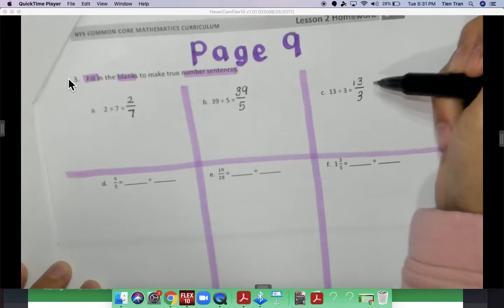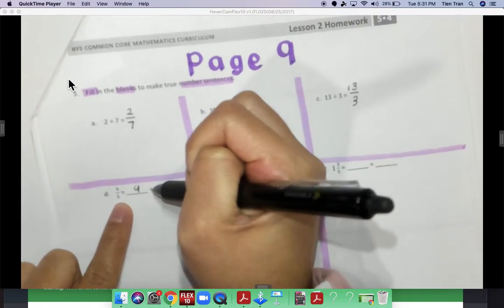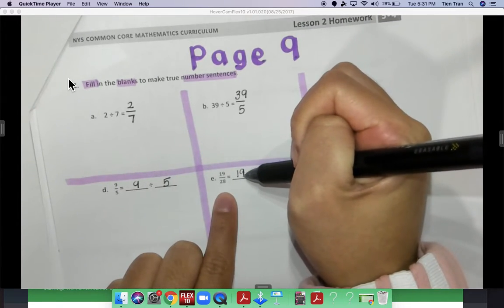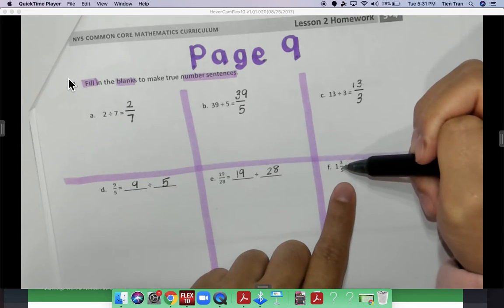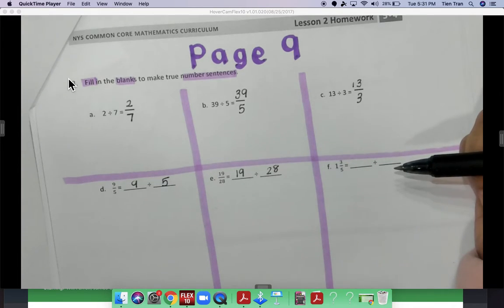We always start at the top and then we go down. Right here we have 9 divided by 5. Over here we have 19 divided by 28. Over here we have 1 3/5, and we're trying to figure out how do I write an equation for that.